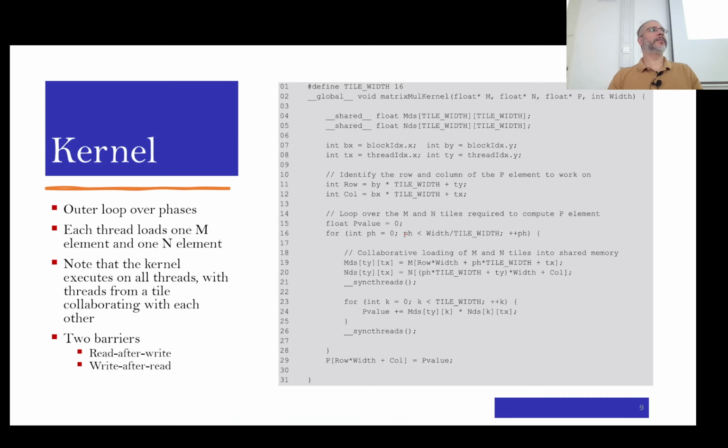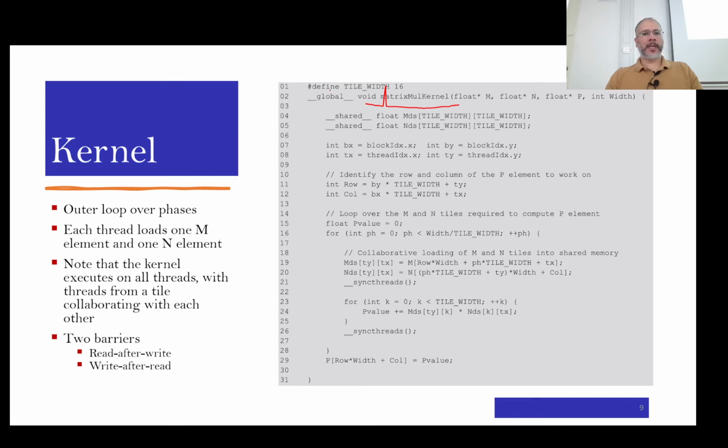Let's look at the code. Give me a couple of minutes, we'll have a look at the code as well. So first we define the tile width. In our example it was 2 by 2, so tile width was 2. In the code that I am demonstrating to you, it is 16. It's more practical.